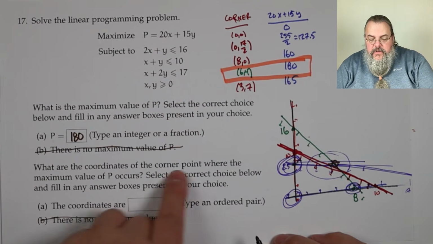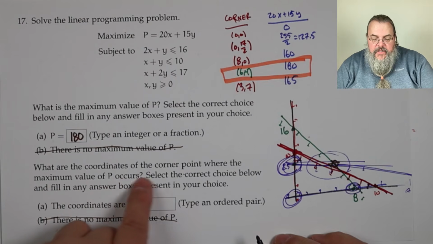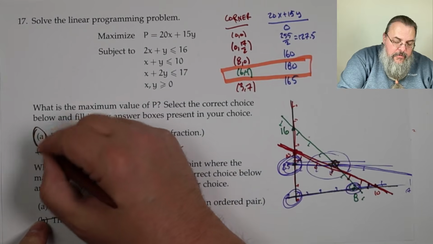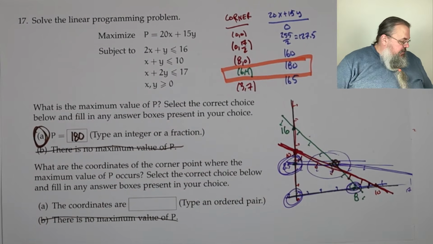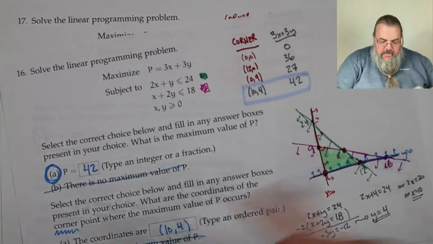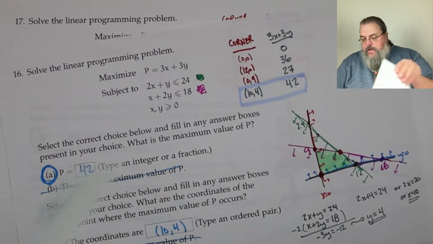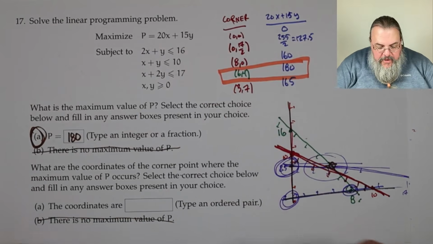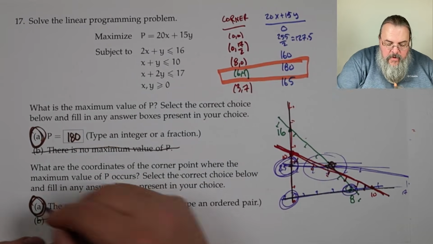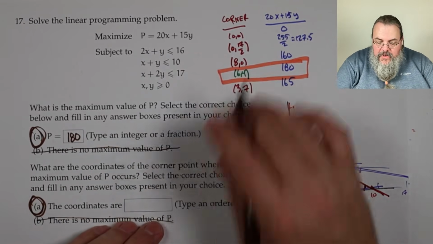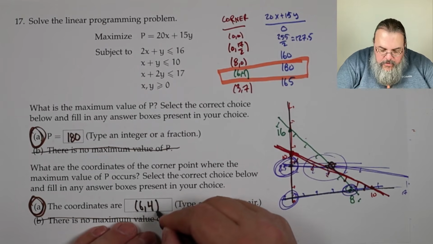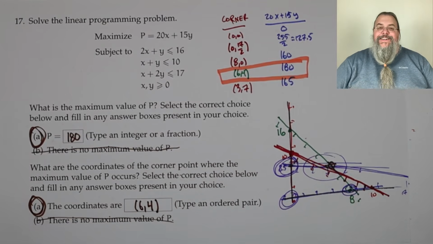What are the coordinates of the corner point where the maximum value of p occurs? First off, we should circle A. Did we do that on our previous problem? We forgot to circle A on our previous problem. We want to get the points. Come on, get the points. And the coordinates are (6, 4). All right.